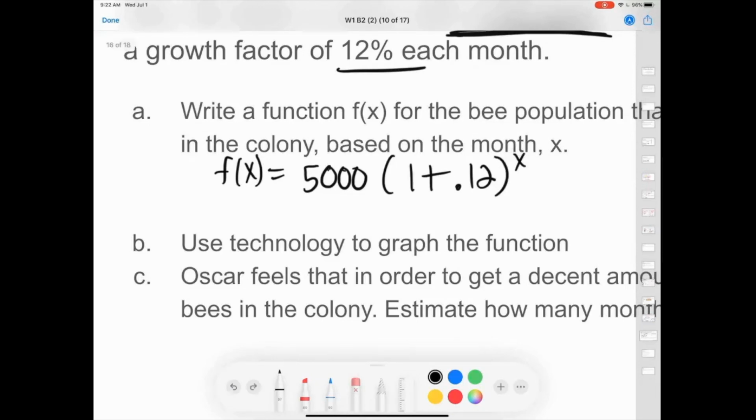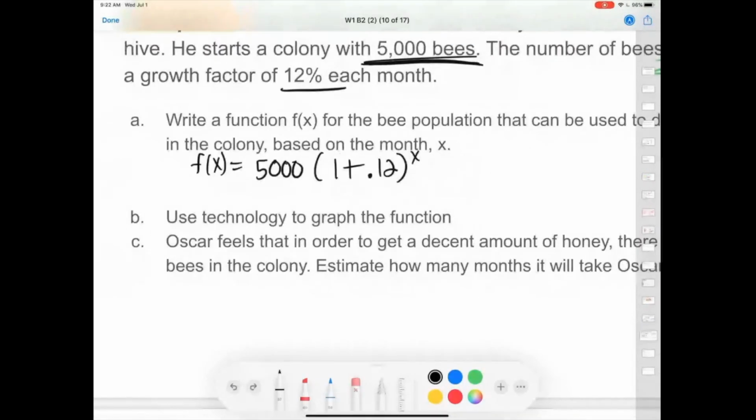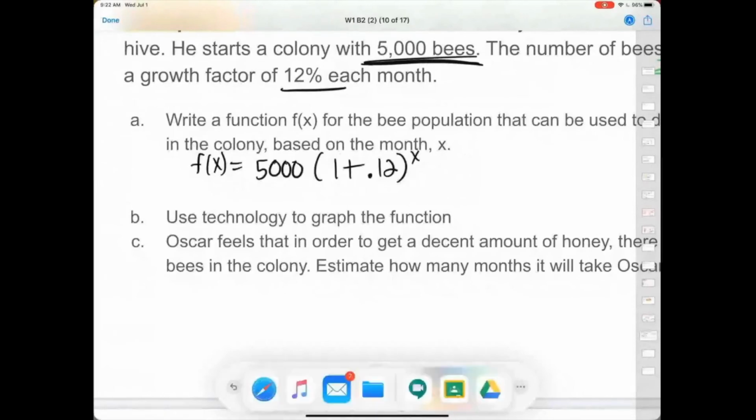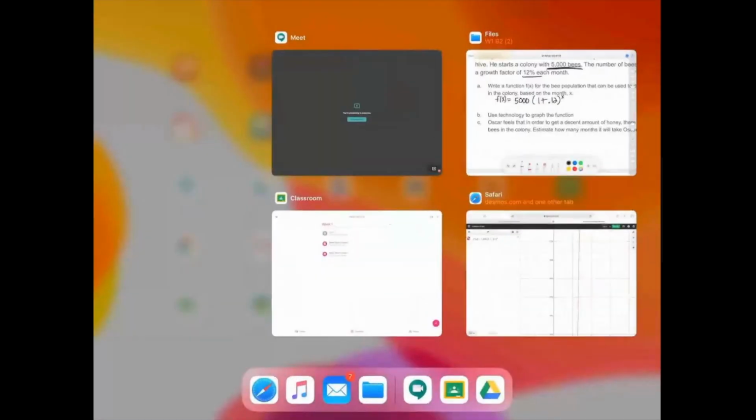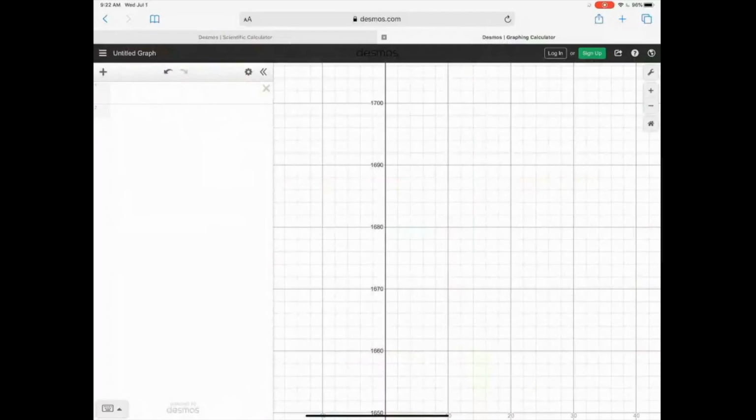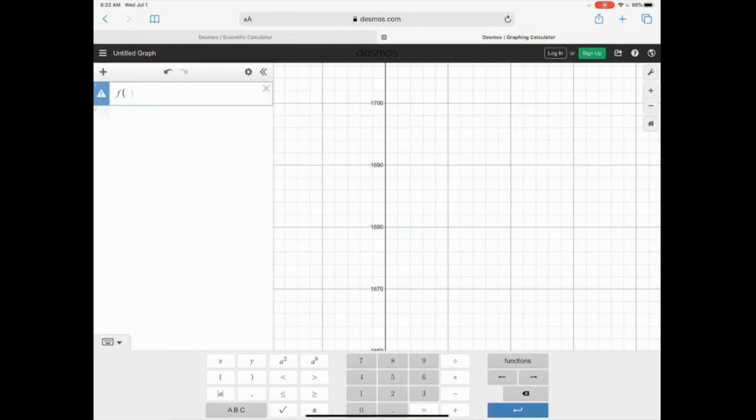Okay, so it says use technology to graph this function. When it says to do that, that's when you're going to use Desmos. So I'm going to take that one off and add my new one. So I have f of x equals 5,000 times 1 plus 0.12 to the power of x.